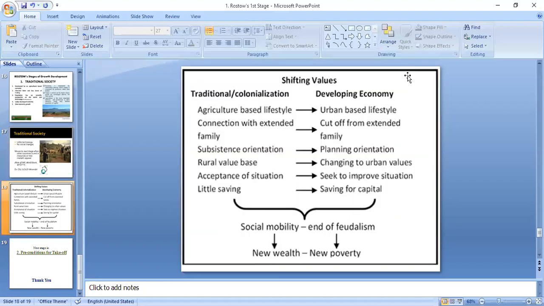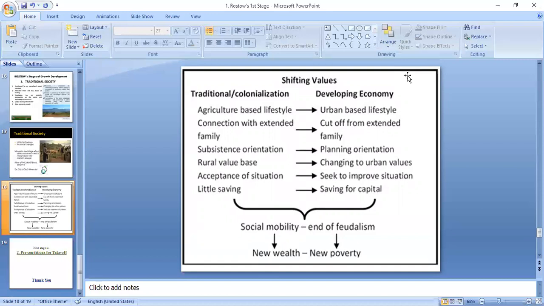സോ ചിലപ്പോൾ ട്രഡീഷണൽ സൊസൈറ്റി തന്നെ നമുക്ക് എന്ത് കാണാൻ പറ്റും? അടുത്ത സ്റ്റേജിലേക്ക് പോകുമ്പോൾ ട്രഡീഷണൽ സൊസൈറ്റിയിൽ എന്തായിരിക്കും? അഗ്രികൾച്ചറൽ ബേസ്ഡ് ലൈഫ് സ്റ്റൈൽ ആയിരിക്കും. പക്ഷേ whenever we see a symbol of urban based lifestyle start ചെയ്തിട്ടുണ്ടെങ്കിൽ it shows a shifting, and whenever there is a cut off from extended families, നിന്നൊരു കട്ട് ഓഫ് ന്യൂക്ലിയർ ഫാമിലീസിലെ ഒതുങ്ങി കൂടാൻ നോക്കുന്നുണ്ടെങ്കിൽ ഇറ്റ് ഷോസ് എ ഡെവലപ്പിംഗ് ഇക്കോണമി.